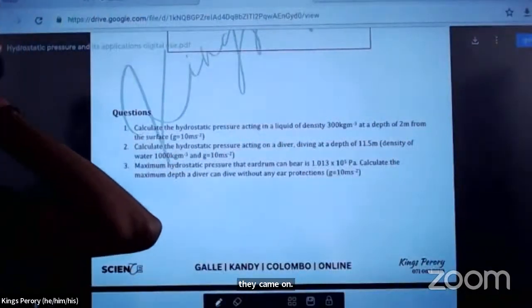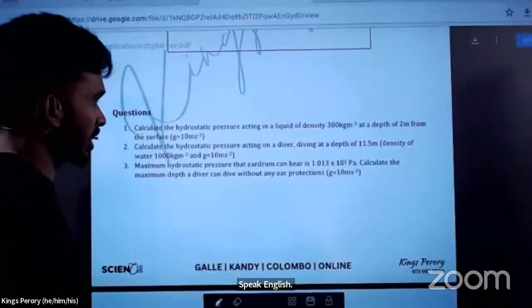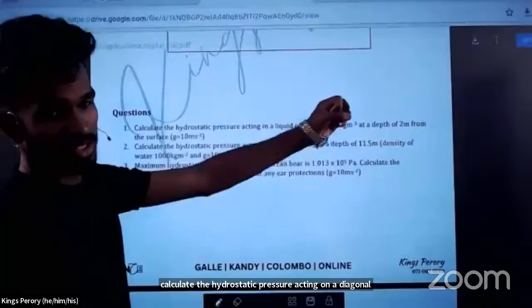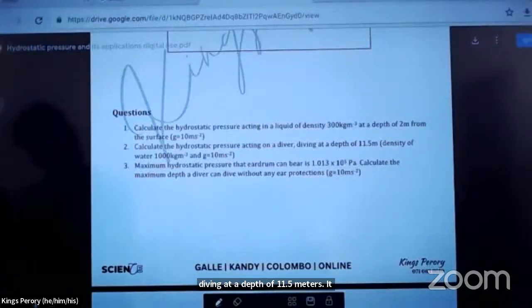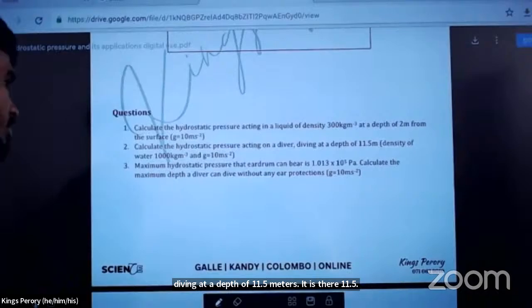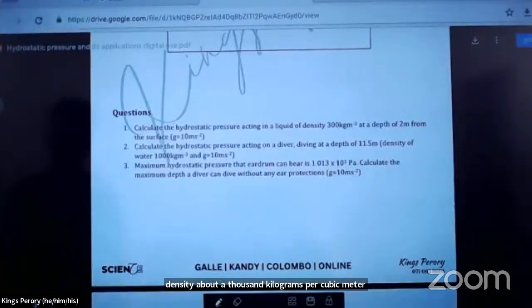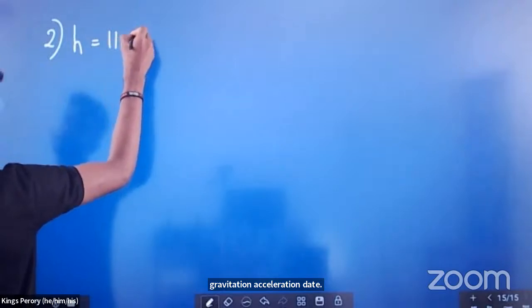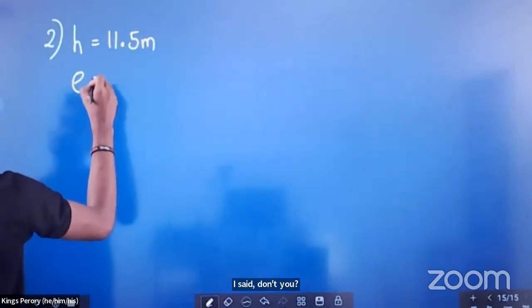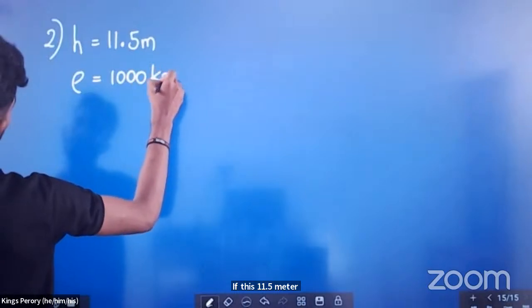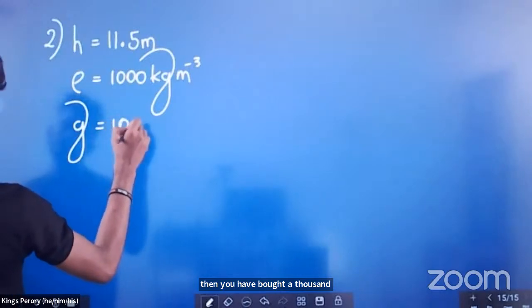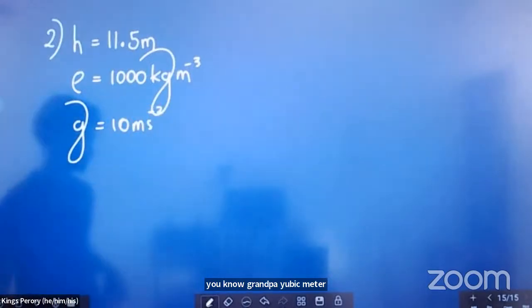Second question: Calculate the hydrostatic pressure acting on a diver diving at a depth of 11.5 meter. h is there, 11.5. Density of water 1000 kilogram per cubic meter. Gravitational acceleration 10. Question 2. Depth is 11.5 meter. Density of water is 1000 kilogram per cubic meter. Gravitational acceleration 10 m s to the power minus 2.